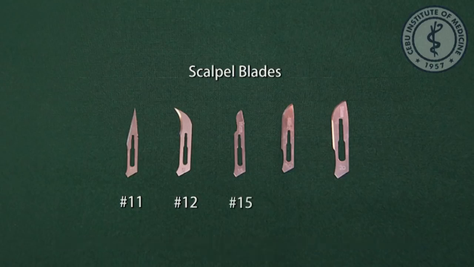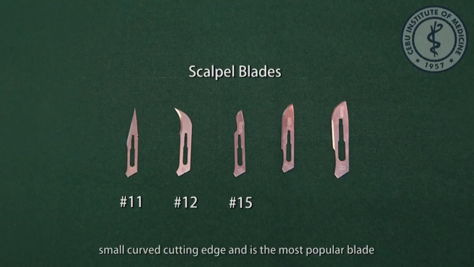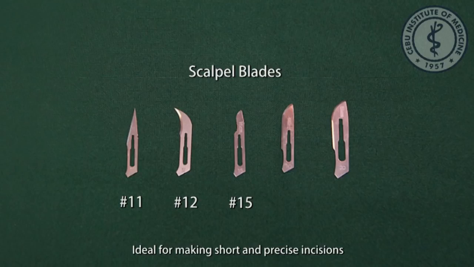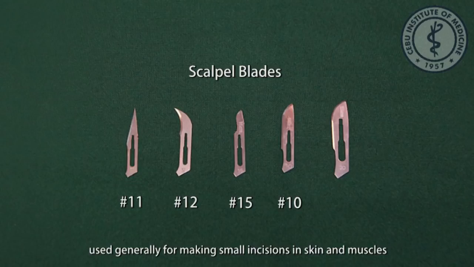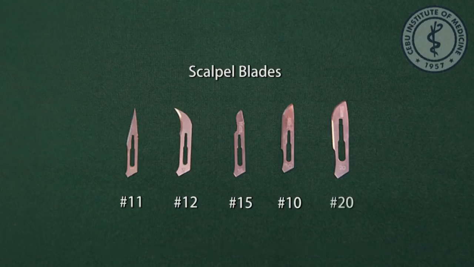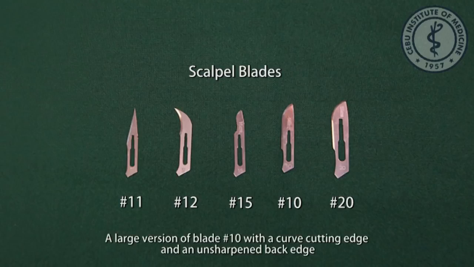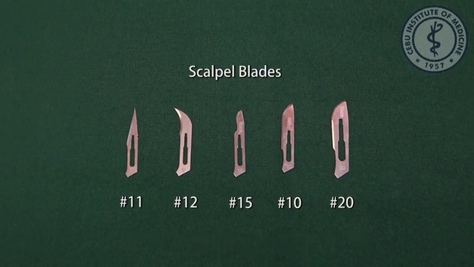Blade number 15, a small curved cutting edge and the most popular blade, ideal for making short and precise incisions. Blade number 10, used generally for making small incisions in skin and muscles. Blade number 20, a large version of blade number 10 with a curved cutting edge and an unsharpened back edge, used for orthopedic and general surgical procedures.